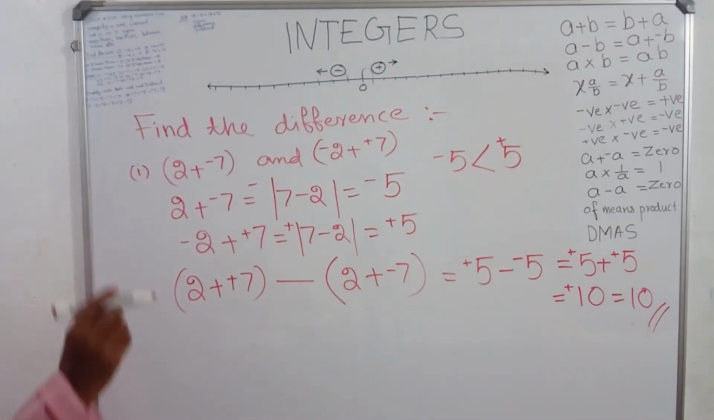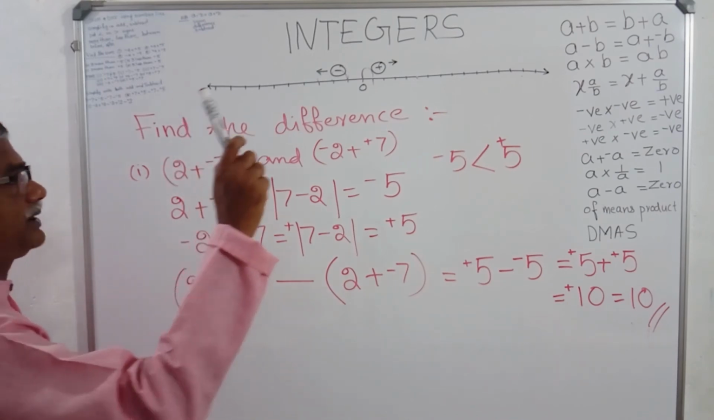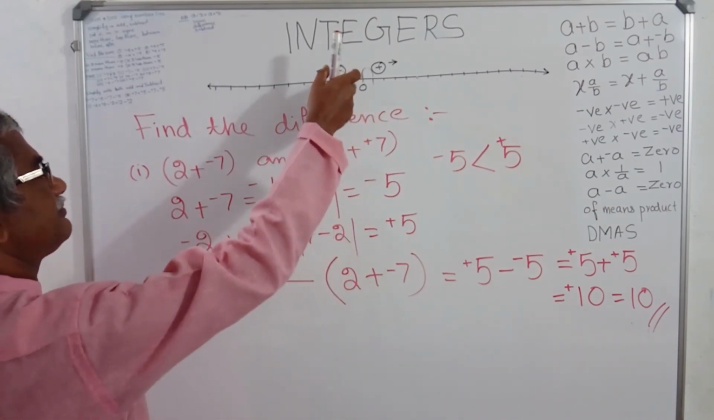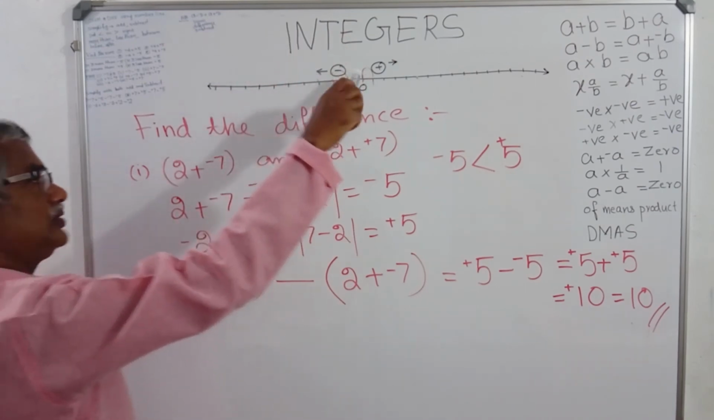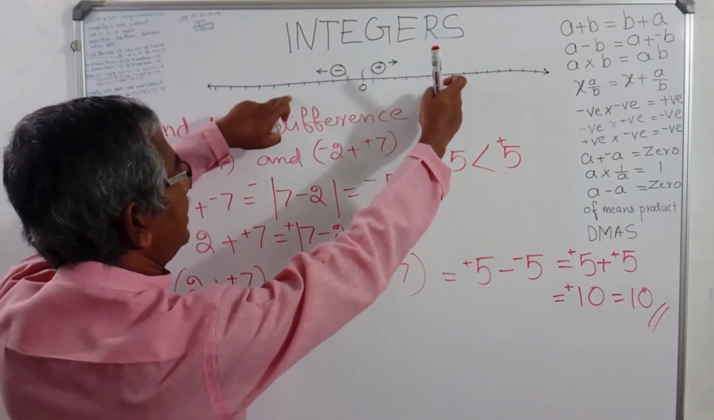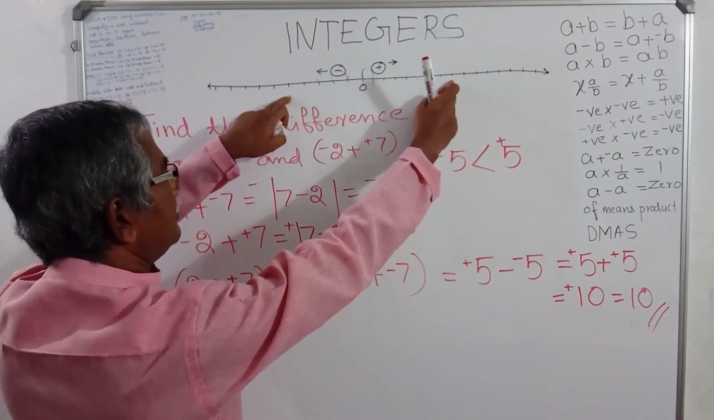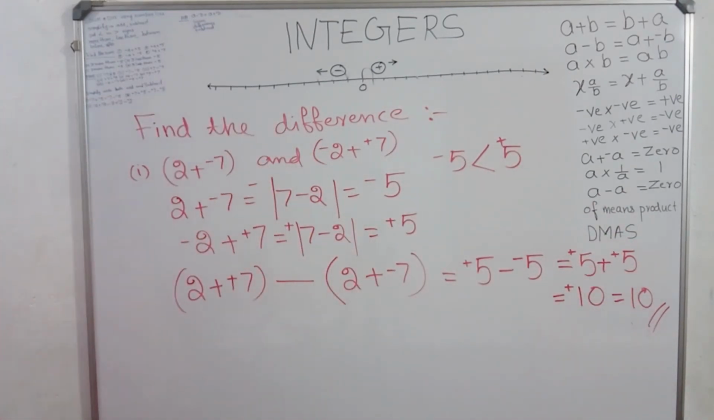Hope you can follow me. Look at the number line. Negative 5 is 5 away from 0. Positive 5, again 5 away from 0. So their difference, 5 plus 5, 10. So if you have a better idea about the number line, it is so easy. So we can do another problem.